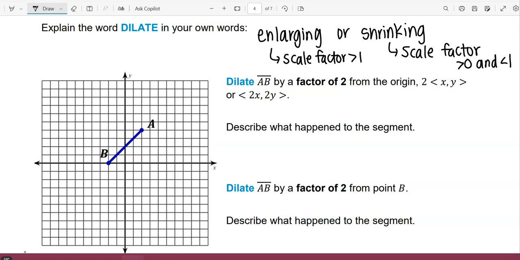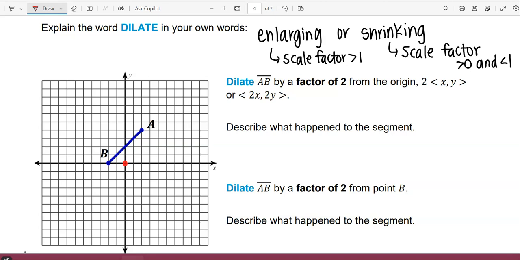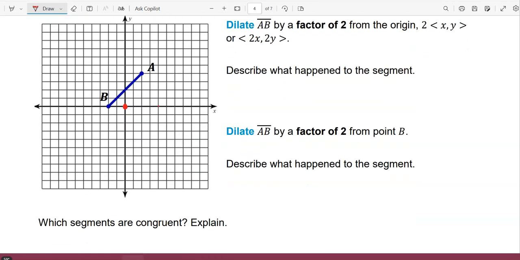To dilate something, let's figure out where the origin is. I'm going to put a dot at my origin. All right, there we go. To dilate something, we're going to find our path from the origin to A, and we're going to double it. So how do you get from the origin to point A? Okay, I heard right 2, up 4. Double it. Right 4, up 8 from the origin. So we're going to go from the origin, right 4, up 8, and that's going to be A prime.